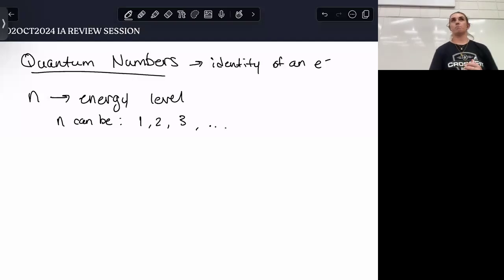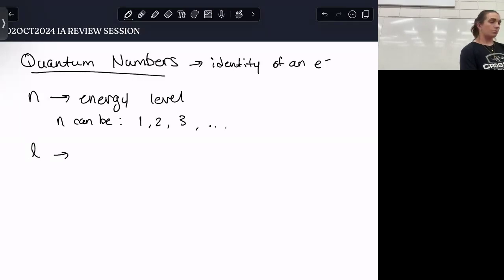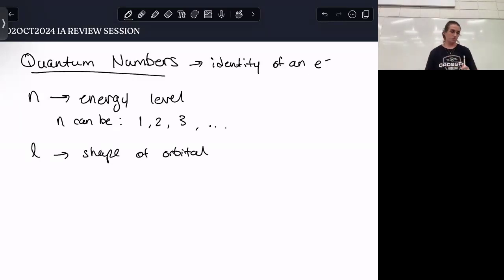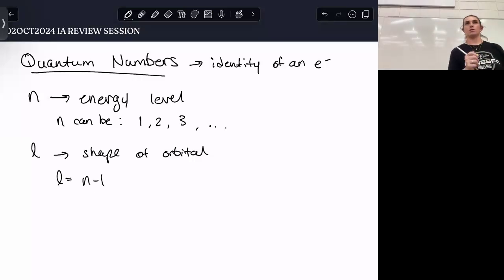What's the next quantum number? This is L. What does L tell us? This tells us our orbital, our subshell. I guess this is more of the shape of the orbital. What does L have to be? L has to be n minus 1. Or it can be L minus 1. N minus 1, excuse me.